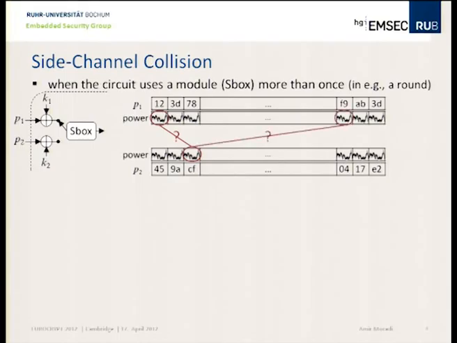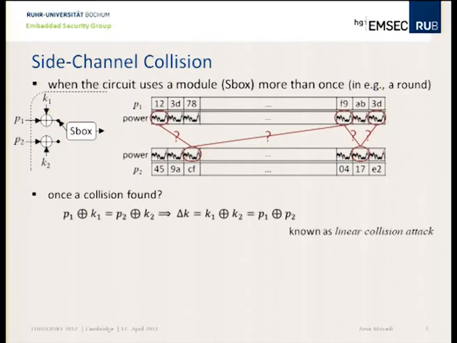It can be done completely exhaustively, checking all possible values. Once a collision is found, we say with high probability that a collision happened and two Sparks computed the same values. Then we can easily write that the difference between the two key bytes is the same as the difference between the corresponding plaintext bytes that we have selected, where we have found the collision, for instance, here.